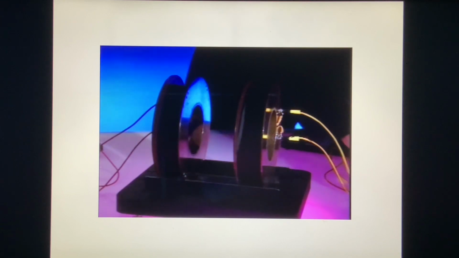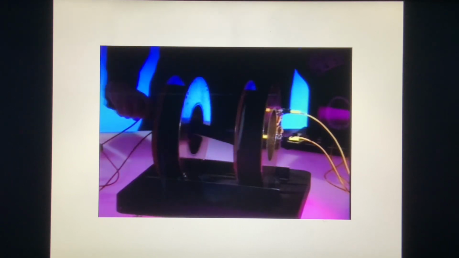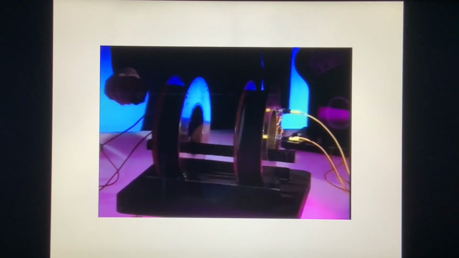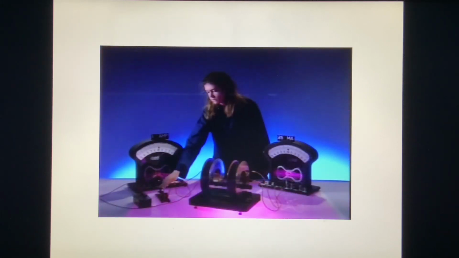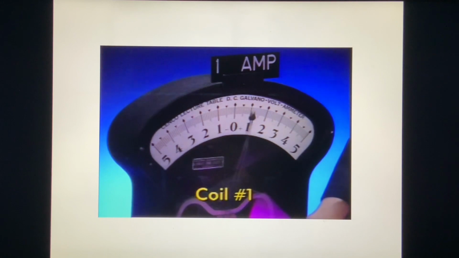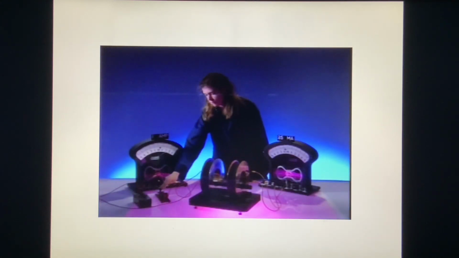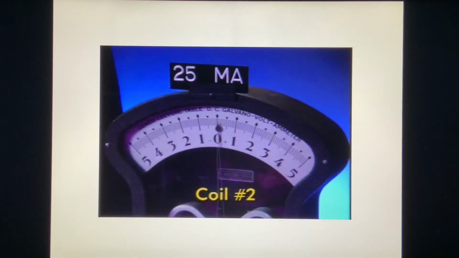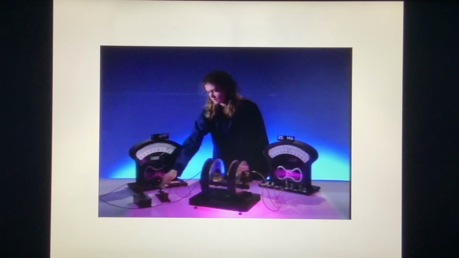These two coils are not connected electrically, but we can use a current in one to induce a current in the other. When this switch is pressed, a current flows in the first coil as seen on this ammeter. Any current flowing in the second coil will be shown on this galvanometer. When the switch is pressed and released rapidly, a current is seen in the second coil.